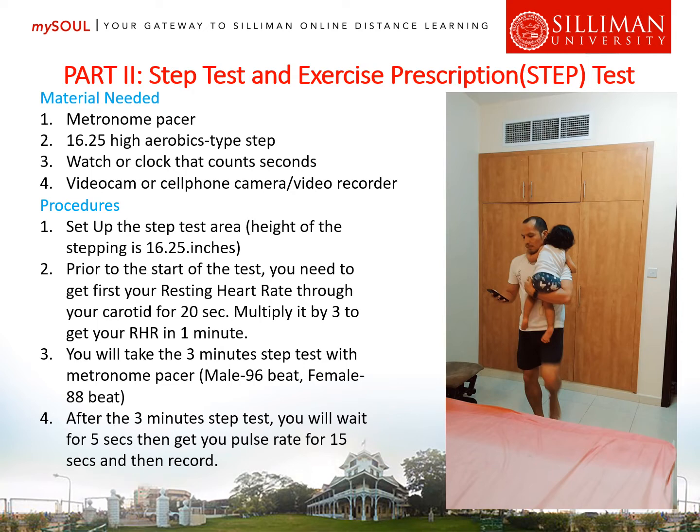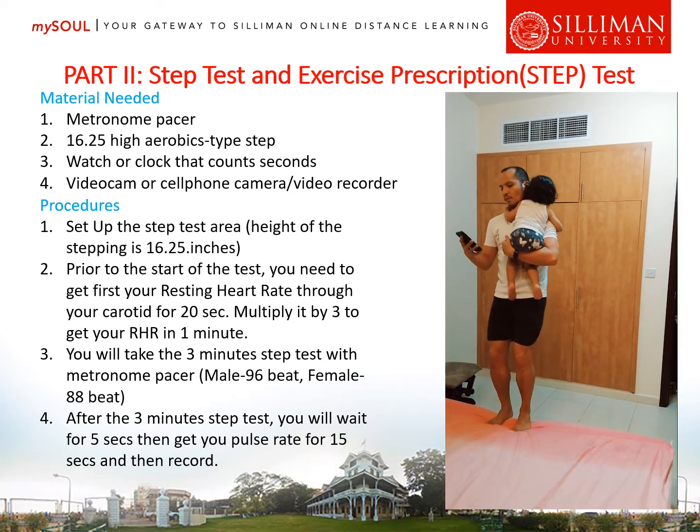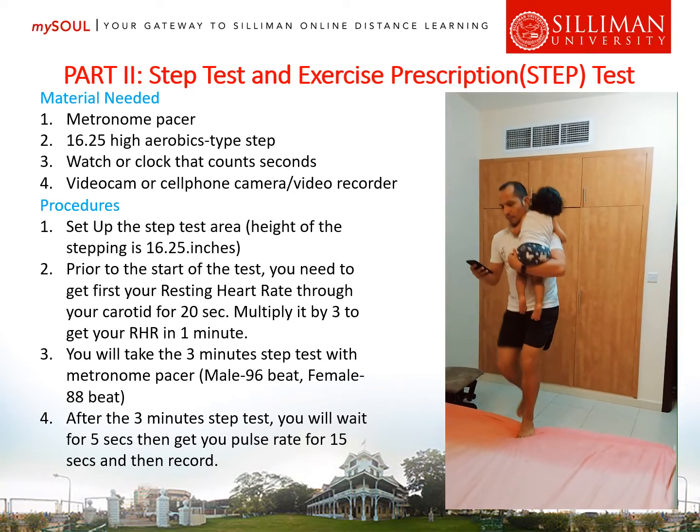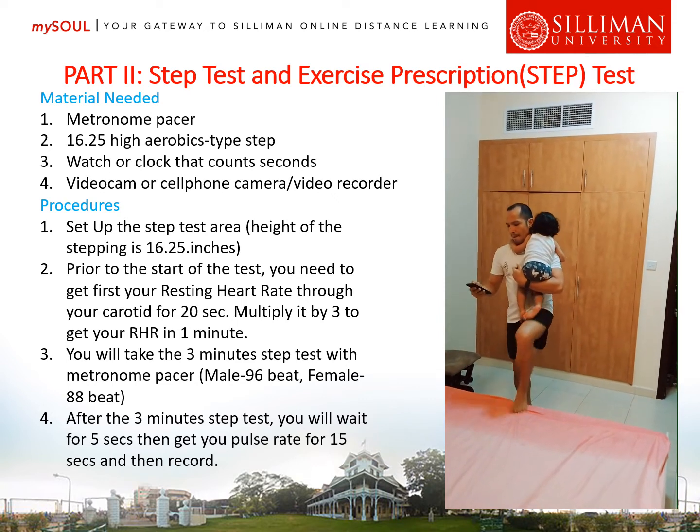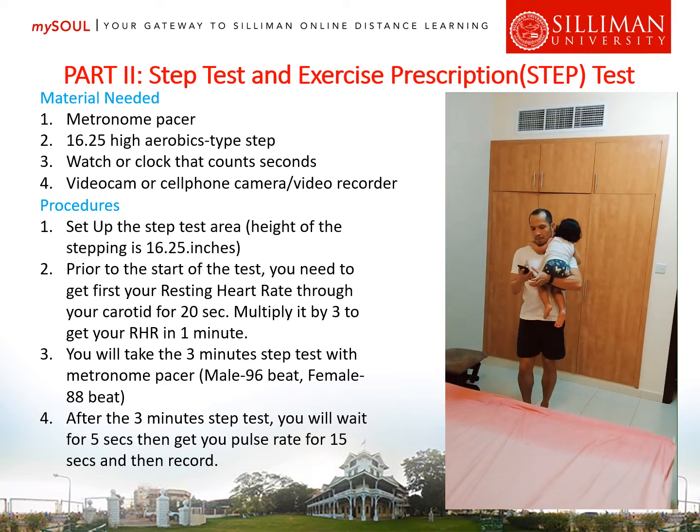As the start signal is given, students will play their link of the metronome and follow the beat for 3 minutes. The cadence will be based on 1 step per beat. Left leg step up, then followed by right leg up, then followed by left leg down, then right leg down. And the cycle continues for 3 minutes.